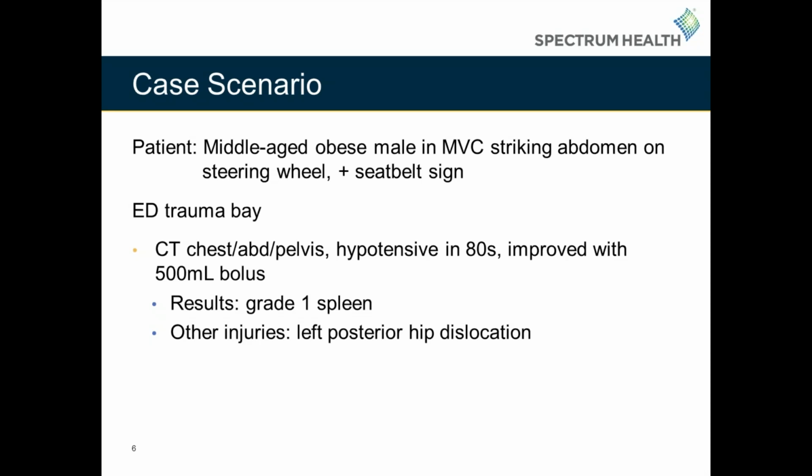He was resuscitated, did the primary, secondary assessments, and they brought him to the CT scanner, did the chest, abdomen, pelvis. He began to become hypotensive in the 80s, and they gave a fluid bolus to which he was responding, and he was more of a transient responder. And then through his CT abdomen, he was found to have a grade 1 spleen injury, and he also had another injury, a left posterior hip dislocation.